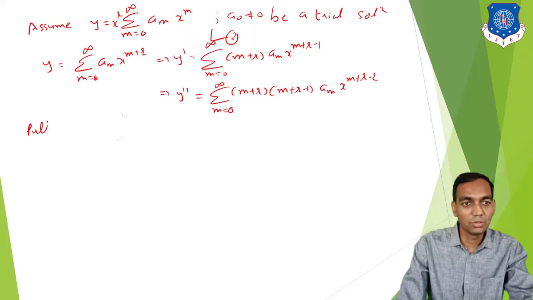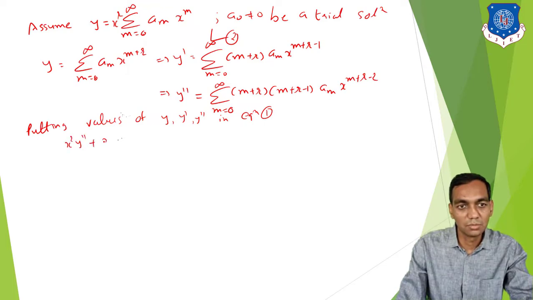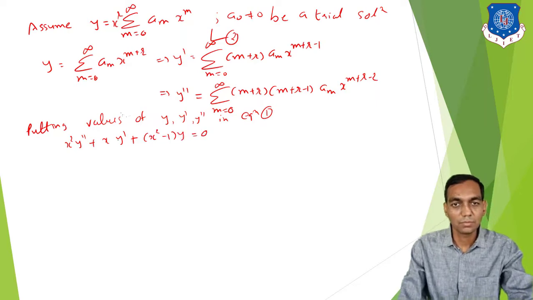Now putting the values of y, y dash, y double dash in equation 1. Now, what is your equation 1? x square y double dash plus x y dash plus x square minus 1 of y is equal to 0.